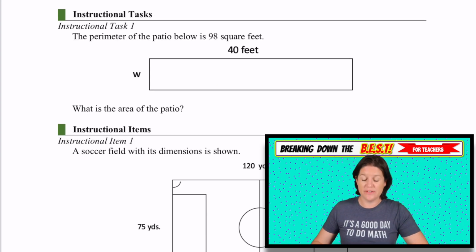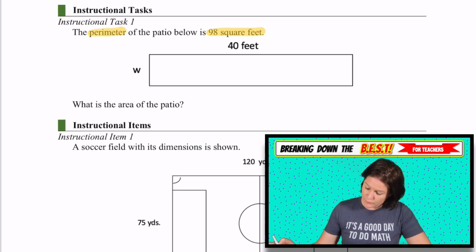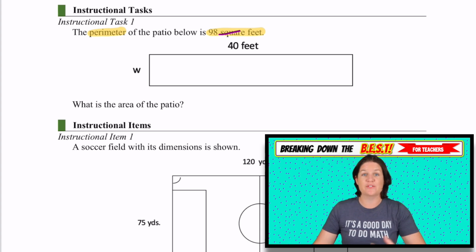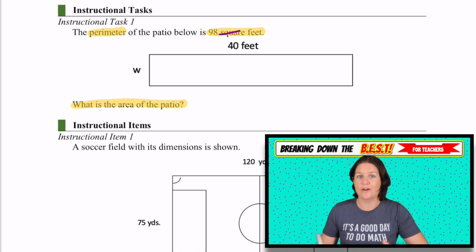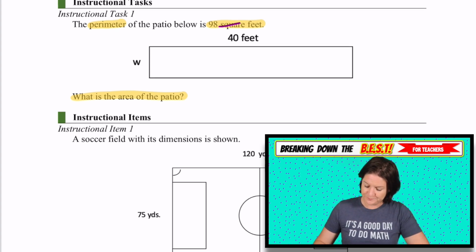To follow, we have an instructional task here. Here you can see that we are given the perimeter. Ooh, this is a mistake here. See, it says the perimeter of the patio below is 98 square feet. This should just say 98 feet there, because square feet means area. And in this problem, we're trying to determine what the area is, and our answer would be in square feet. So see, even the writers of this problem can get a little confused with that too.